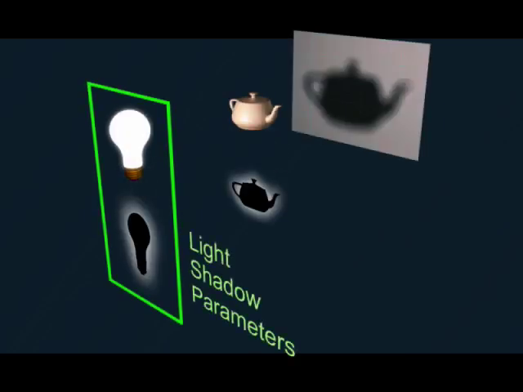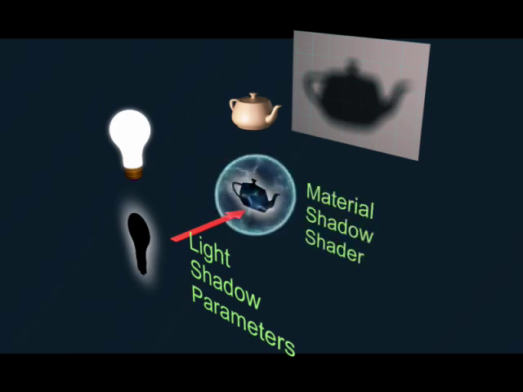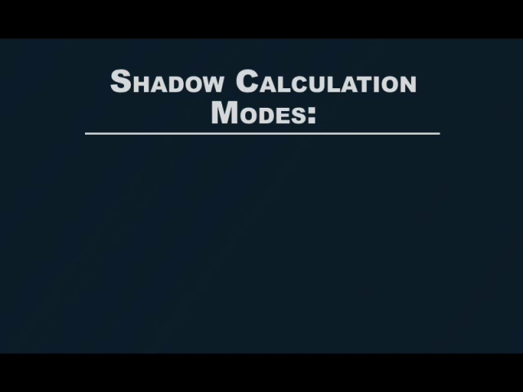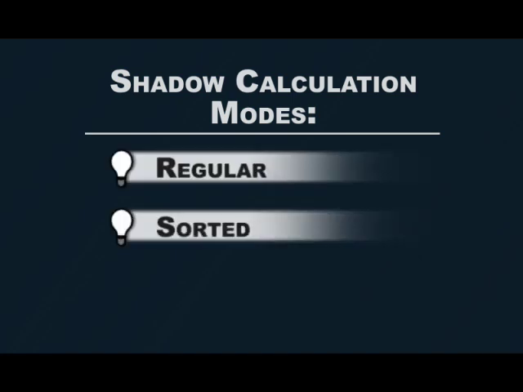In this case, shadows are not shaders, but part of the light. Materials applied to the scene can have shadow shaders, which will work together with the light to correctly cast the shadow, based on the material settings for transparency. Globally, Mental Ray uses 3 different shadow calculation modes: regular, sorted, and segmented.